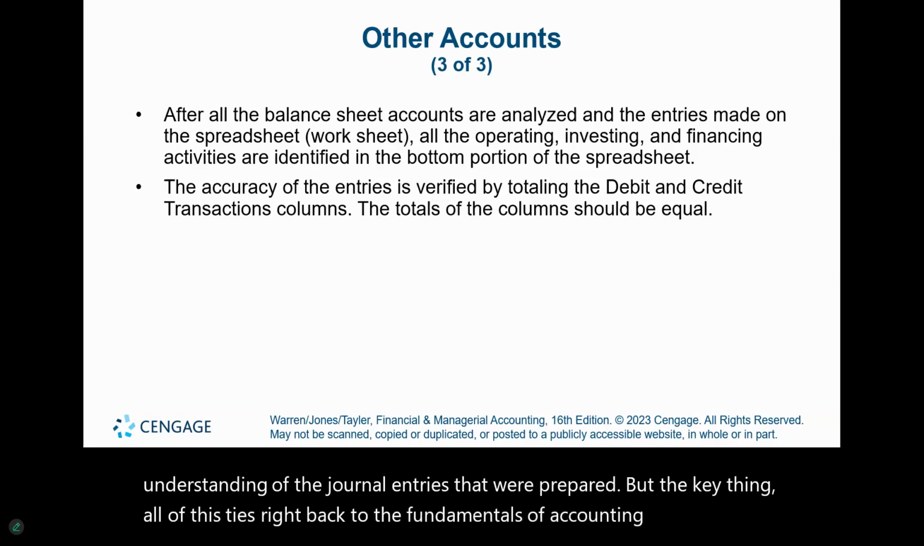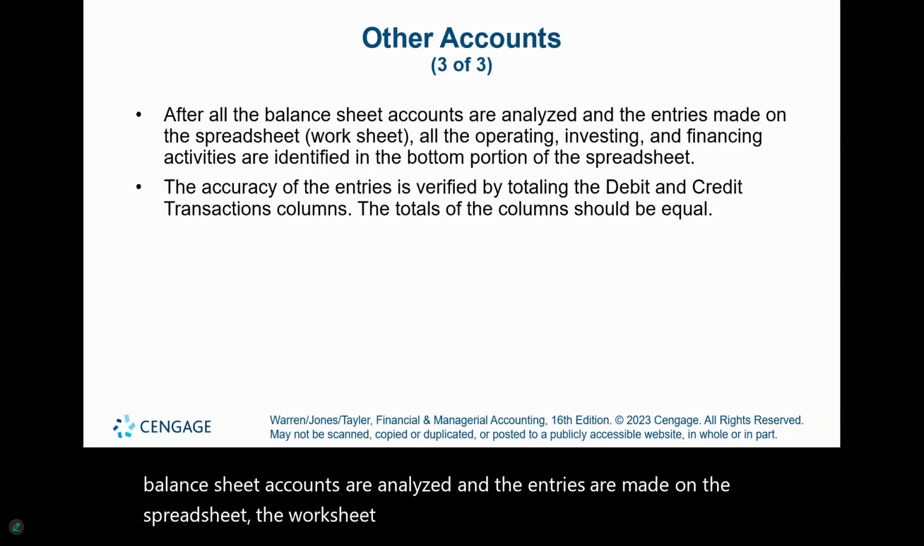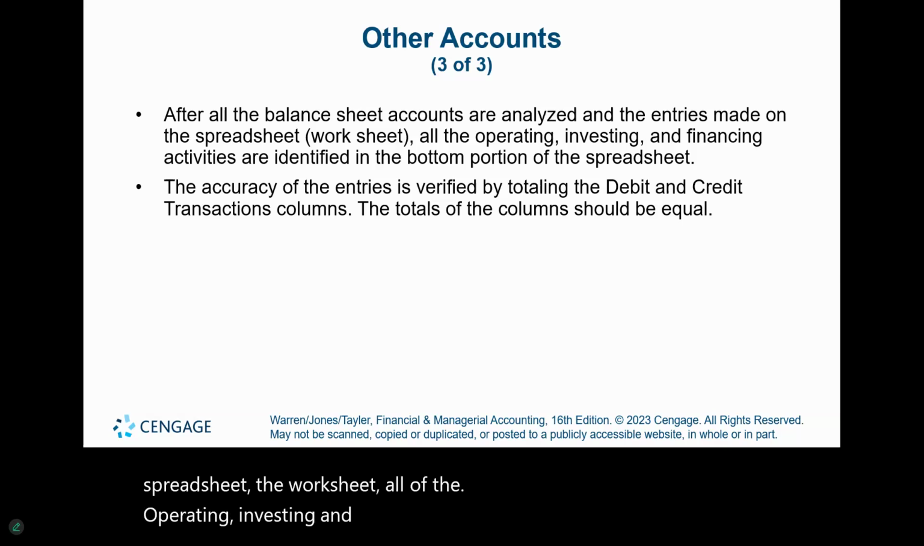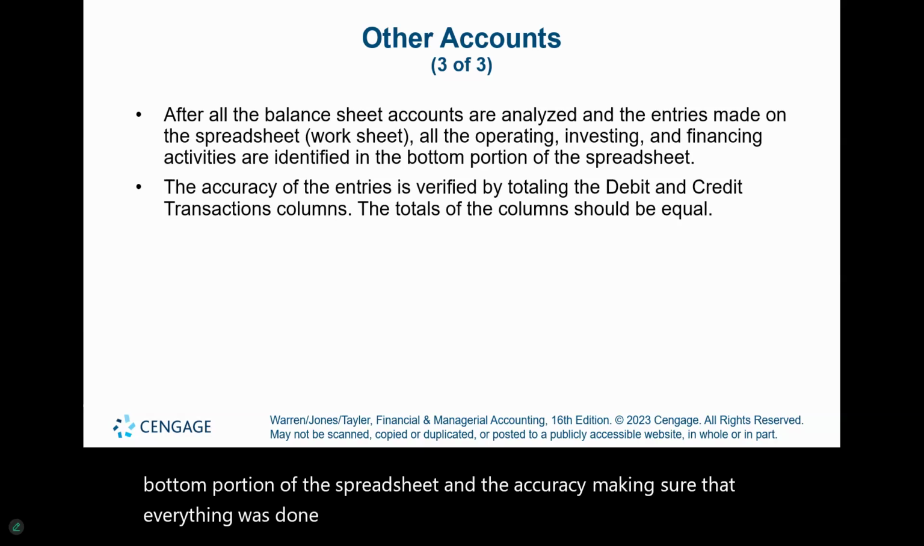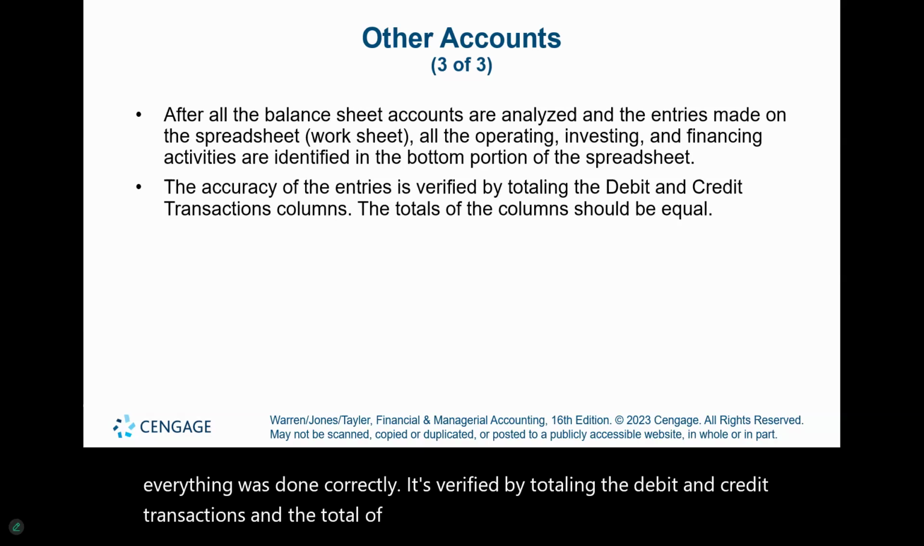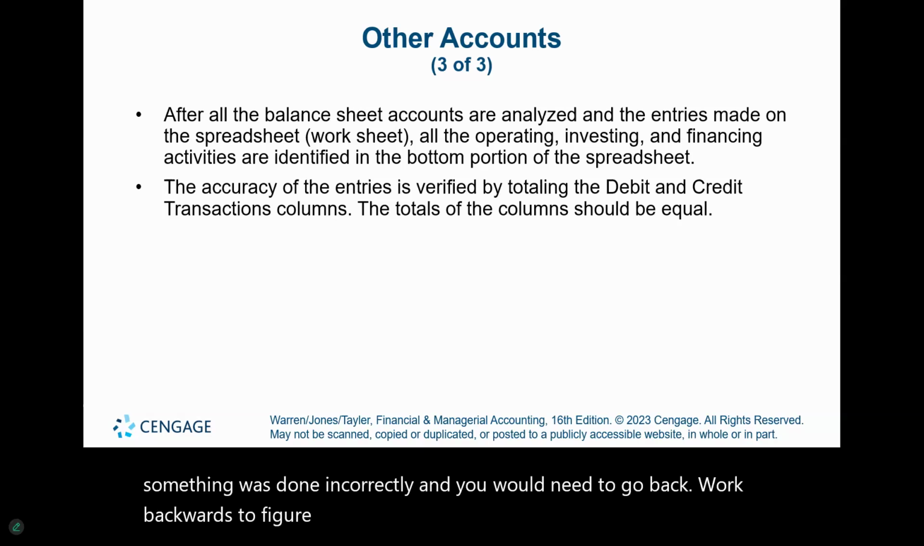So after all the balance sheet accounts are analyzed and the entries are made on the spreadsheet, the worksheet, all of the operating, investing, and financing activities are identified in the bottom portion of the spreadsheet. And the accuracy, making sure that everything was done correctly, is verified by totaling the debit and credit transactions, and the totals of the columns should be equal. If they are not, something was done incorrectly, and you would need to work backwards to figure it out and rectify that issue.